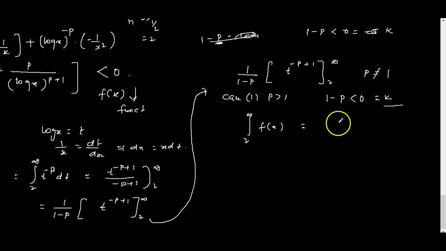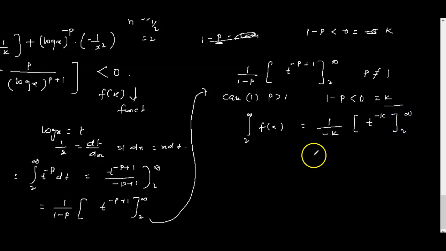Okay, so the value is negative, so you're taking minus. Yeah. So 1 by 1 minus p. Now I will write it better. 1 minus p is less than 0, so this is negative values, into t to the power of minus p plus 1, again this one also is negative values only, minus k, 2 to infinity. Any doubt?